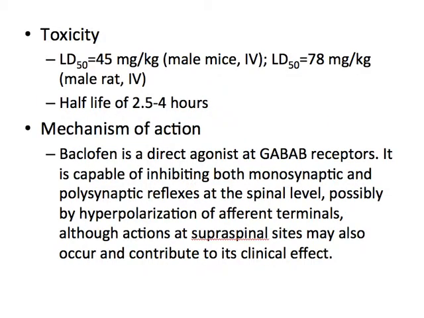Its LD50 is 45 mg per kilogram for male mice and 78 mg per kilogram for male rat. Half-life is about 2.5 to 4 hours. Baclofen is a direct agonist at GABA B receptors. It is capable of inhibiting both monosynaptic and polysynaptic reflexes at the spinal level, possibly by hyperpolarization of afferent terminals, although actions at supraspinal sites may also occur and contribute to its clinical effect.